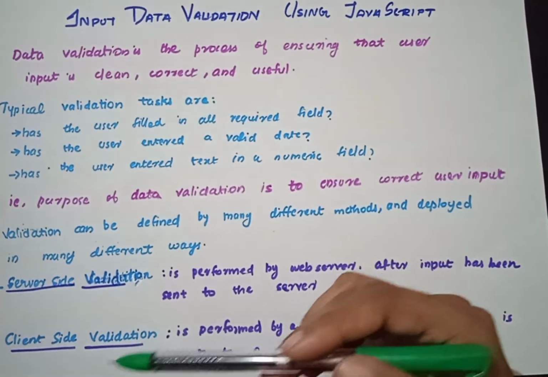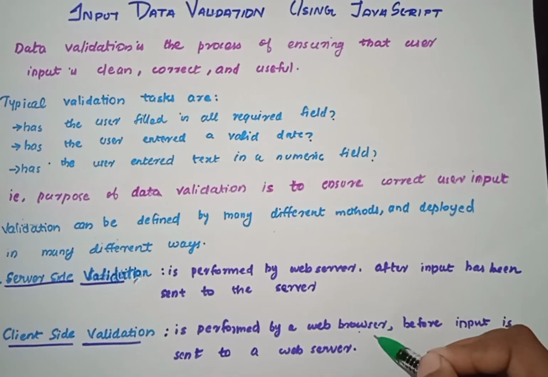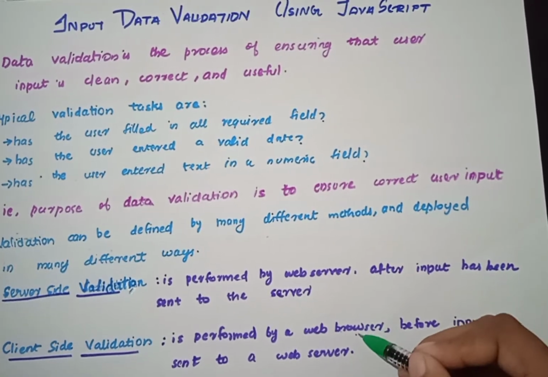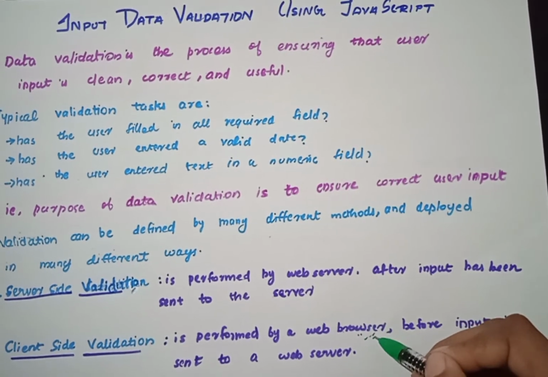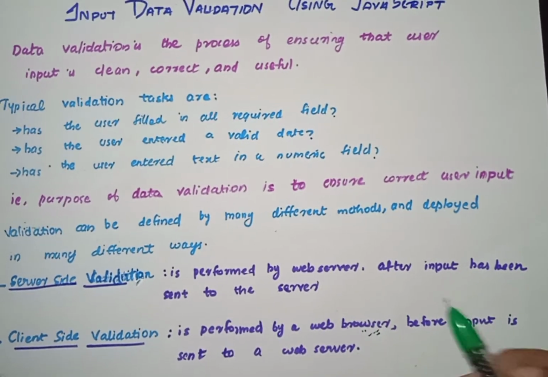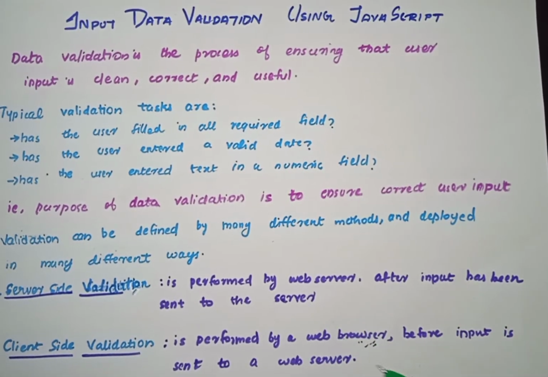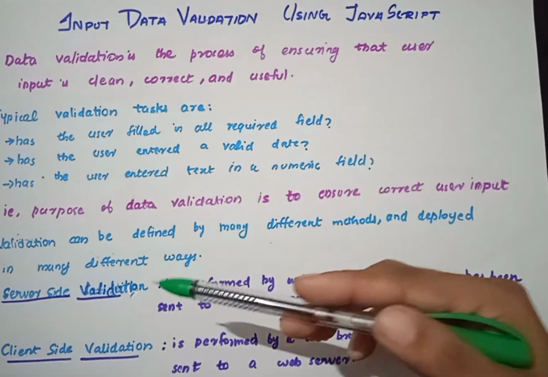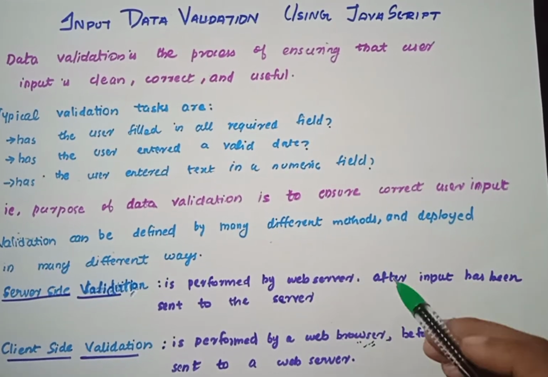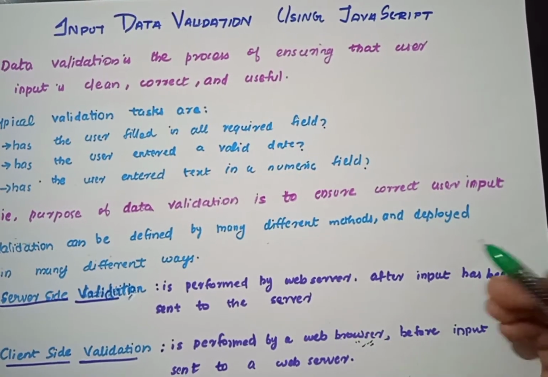The first one is client side validation. This is very important to keep in mind every time you hear this name: client side is normally related to the browser only. So the web browser will perform this client side validation, and it is always done before the input is sent to the web server. And server side validation is done by the web server itself, but it takes place only after the input has been sent to the server.